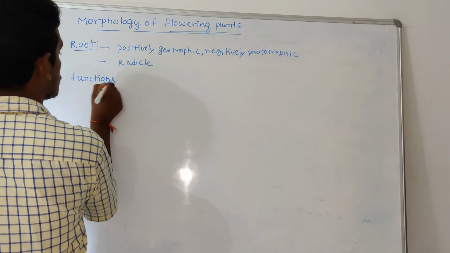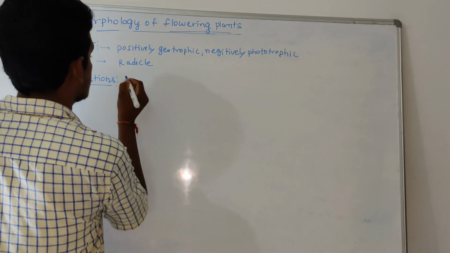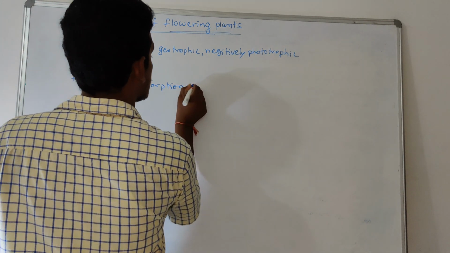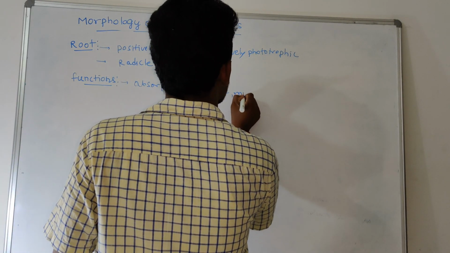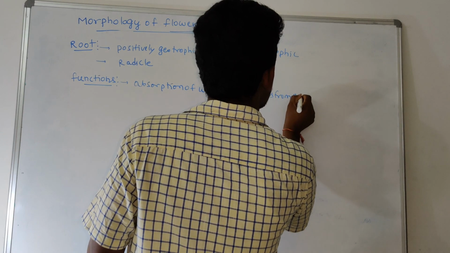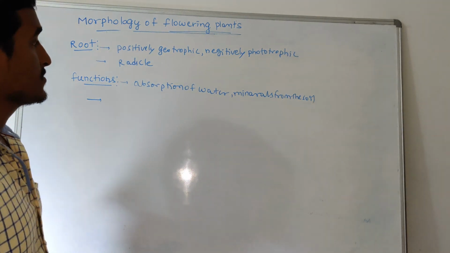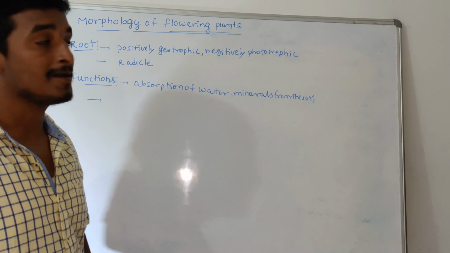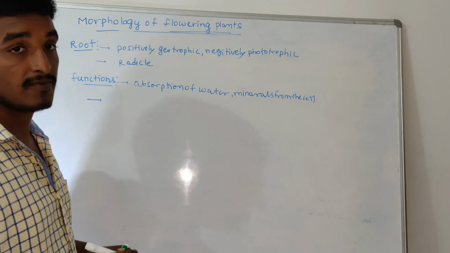It helps to perform various functions. It helps in absorption of water and minerals from the soil, right? Those water and minerals are supplied to the remaining aerial parts with the help of the root only. It is helpful for conduction, right?